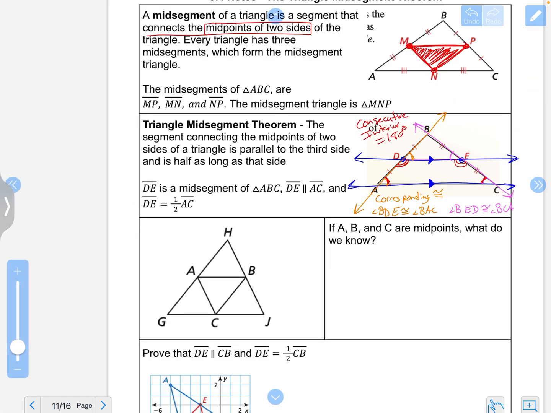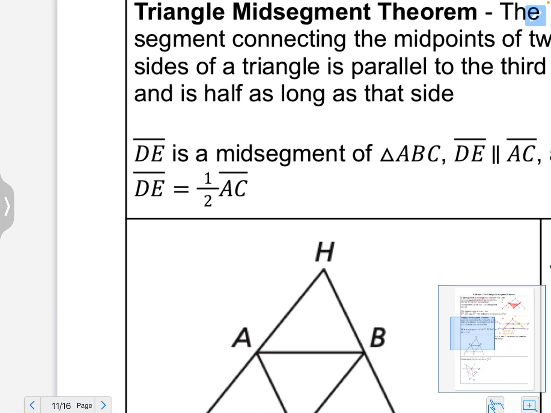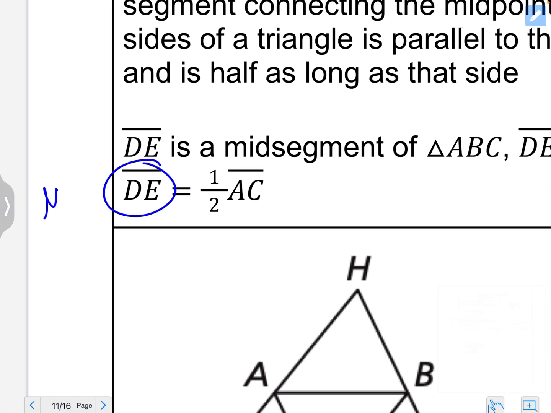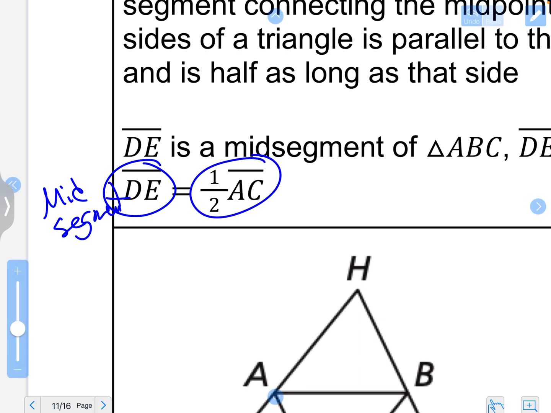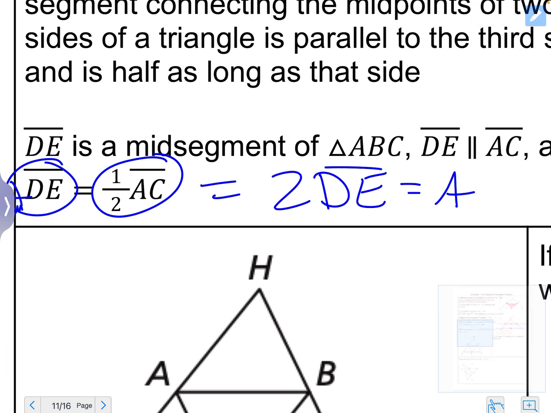So the last and final thing that we know is that our midsegment, DE, is half of AC. And this is the same thing as saying that 2 times DE equals AC.